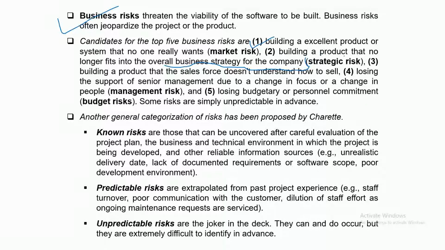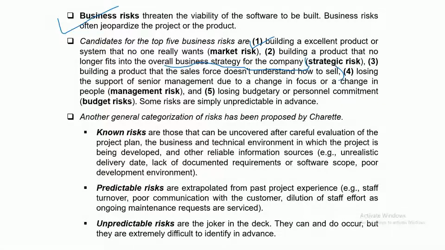Building a product that Salesforce doesn't understand how to sell. You have developed a good product. Software can be of two types. One is the software which you develop because of a certain requirement from somebody. किसी ने आपसे कहा है ये बना के दो, तो आप बनाओगे. And the second, you have an idea, you have a team, you have resources, you will develop a software product, and then you will try to sell that product to multiple customers.